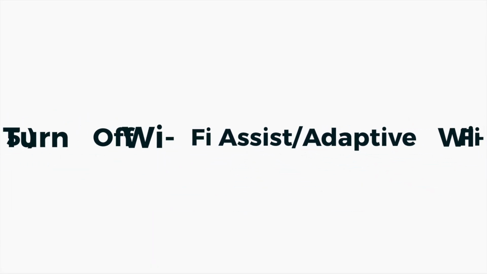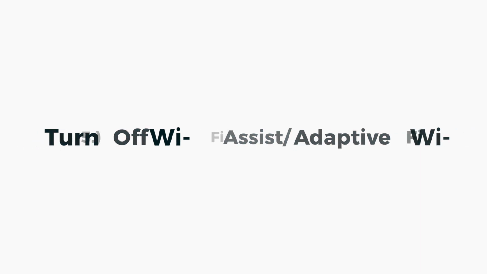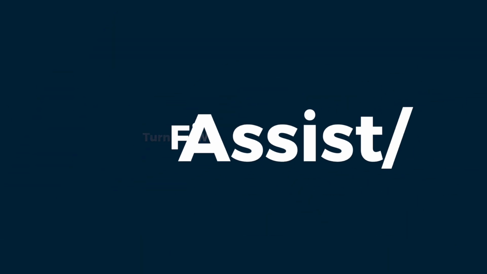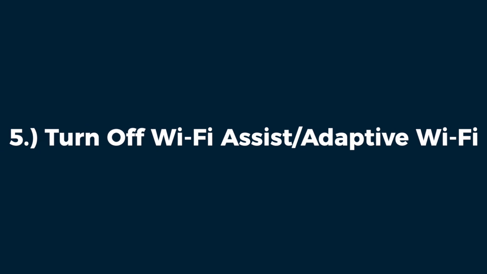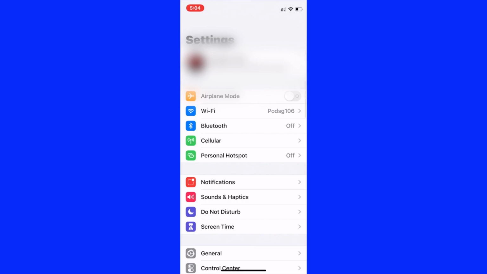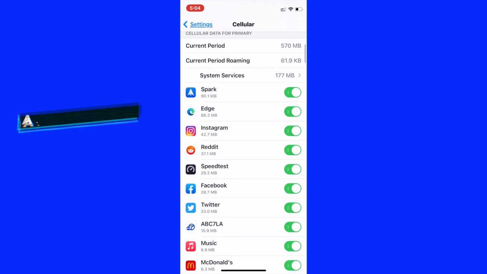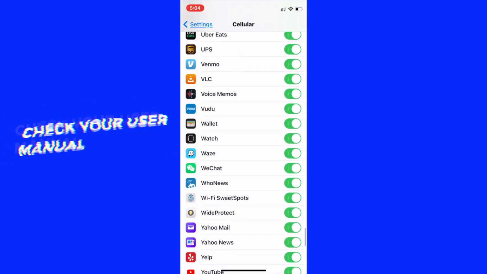Turn off Wi-Fi Assist / adaptive Wi-Fi. This is a feature that allows a user to stay connected to the internet with a poor internet connection. What happens is that Wi-Fi Assist will automatically switch over to your cellular data, and that could be a problem if you are using a limited data plan. So on iOS, you turn this feature off by going into Settings, Cellular, scroll all the way down, and turn off Wi-Fi Assist.